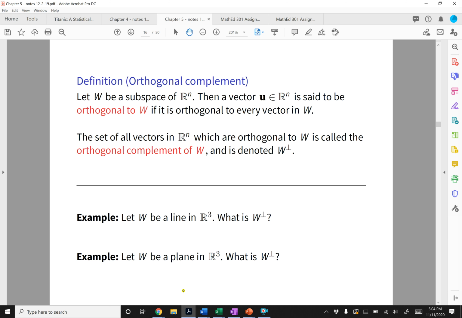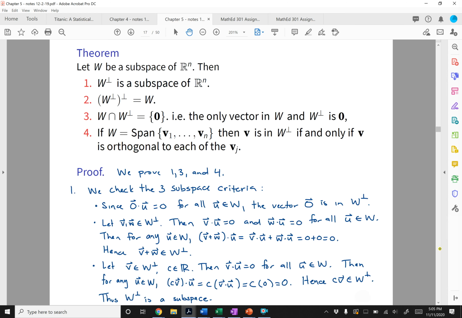If you've got a line in R3, what is the orthogonal complement of the line? It's going to be a plane through the origin that's perpendicular. This should have said a line through the origin in R3, because that's the only place you're going to get a subspace. We're talking about subspaces here, so the line, for it to be a subspace, has to go through the origin. And with a plane in R3 that goes through the origin, what's the orthogonal complement? It's a line that's perpendicular to that plane and goes through the origin. We looked in GeoGebra at that already.